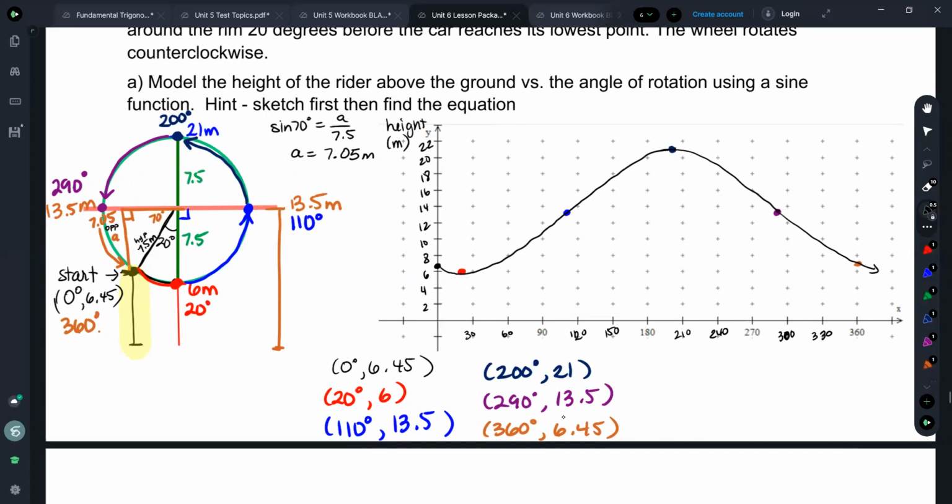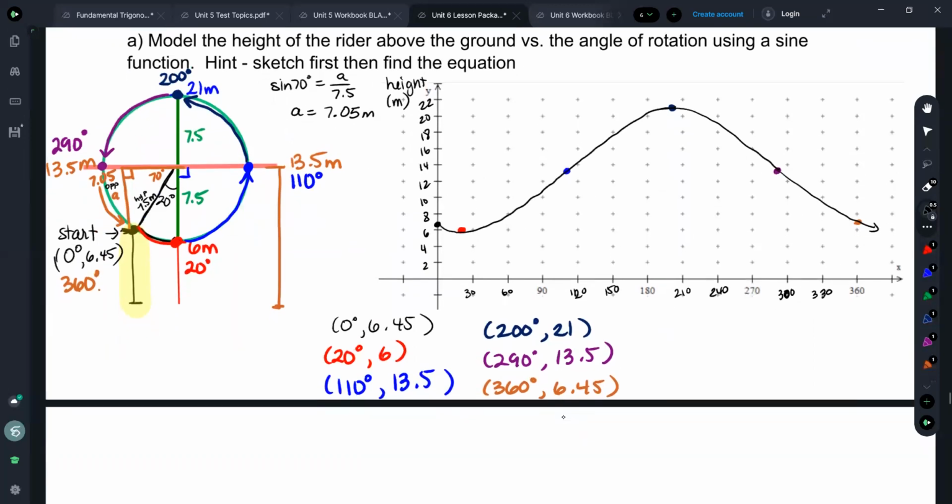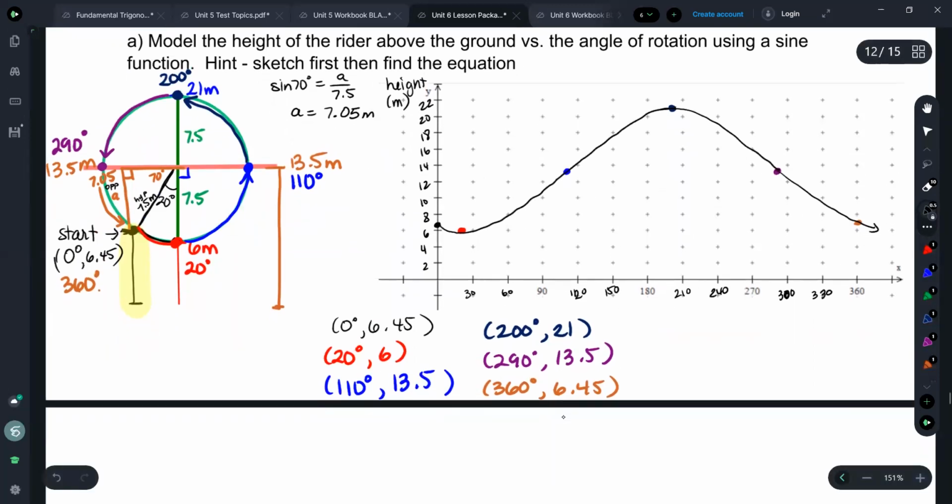Okay, there's a little bit of room on the back. We're going to model this using a sine equation. So we're going to figure out what this is with a sine function. What did we talk about with amplitude and radius? What's the connection there?